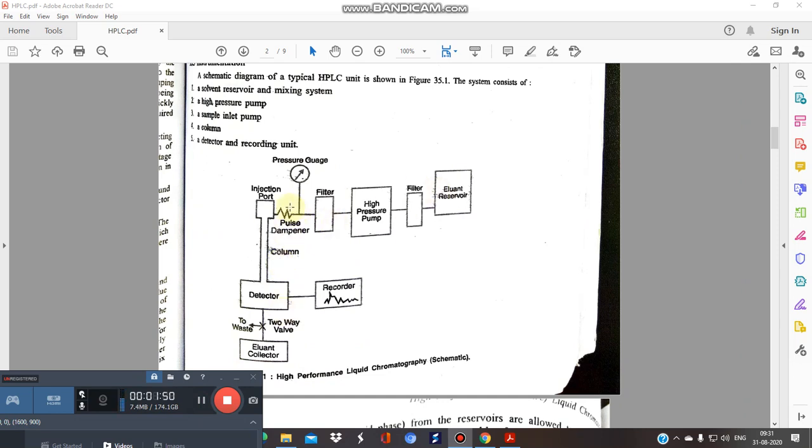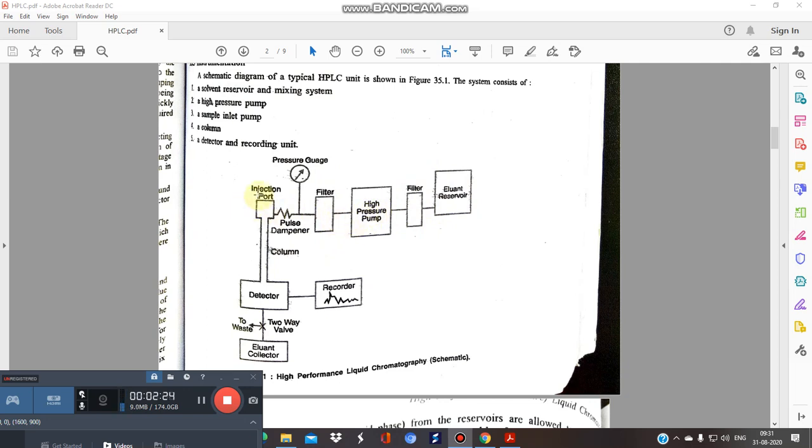This is the basic instrument setup as per this book, the HPLC schematic diagram. So we know the main important components. We need a stationary phase, we need a mobile phase, and there is a need for a special injector for the introduction of the sample. So first of all, this is the HPLC pump. It is connected with the mobile phase, or you can say eluent reservoir, and through the filter it goes inside the pump.